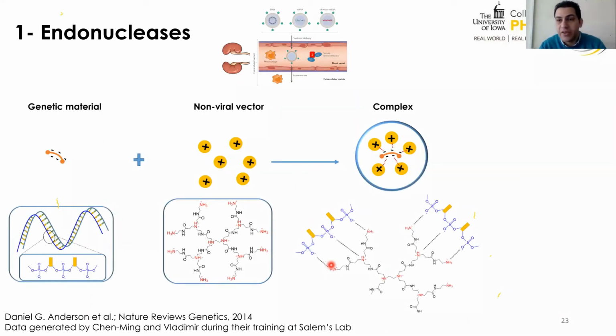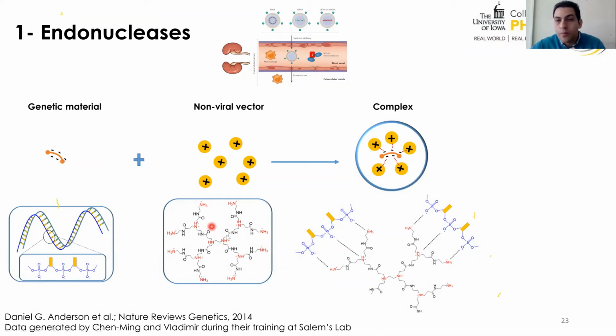So the first barrier that we talk about is endonucleases, which are enzymes that once they find a foreign genetic material, they attack and destroy it. So what we usually do here is you have a genetic material that is negatively charged, and this is a DNA, and it's negatively charged because it has a phosphate backbone. And what we do is you use your non-viral vector, your positively charged polymer or lipid, and it's positively charged because of tons of ionizable amine groups.